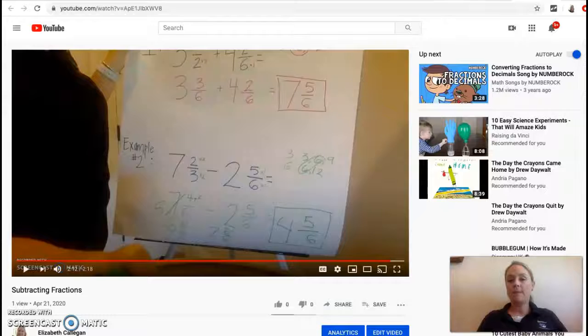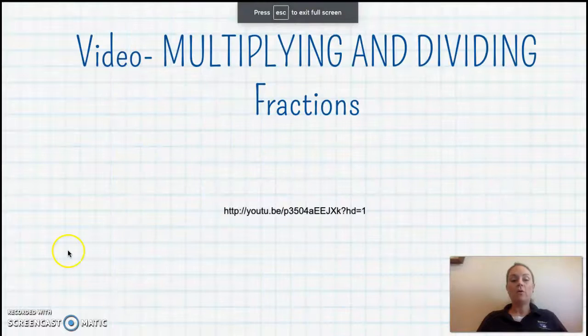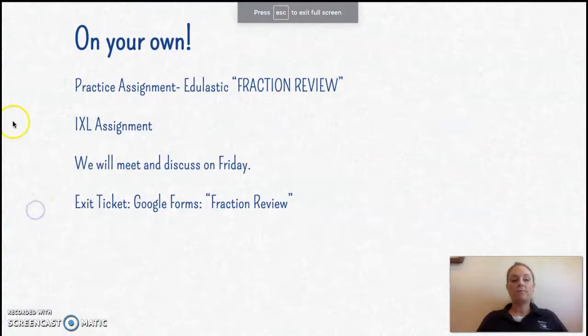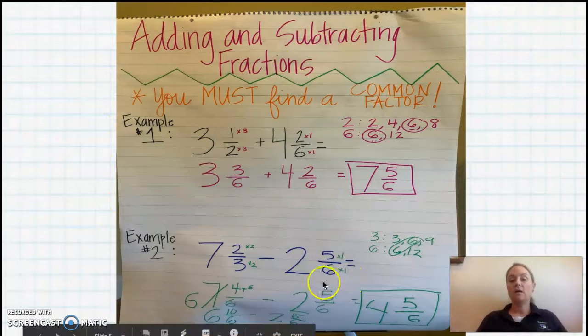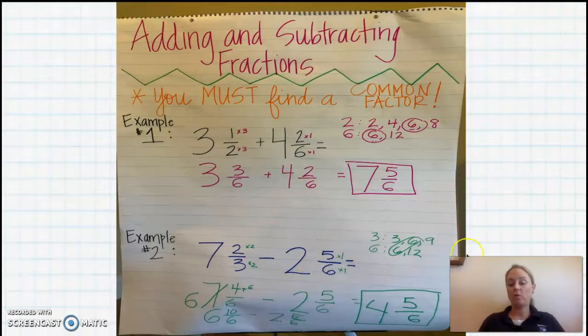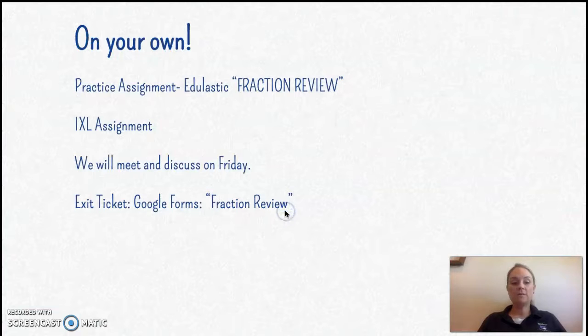All right, back to the slideshow. Moving right along. Oh, and I included your anchor chart so that you could see the examples here, and you could pause the video on that when you go to do your work. All right. Here is the video on multiplying and dividing fractions.